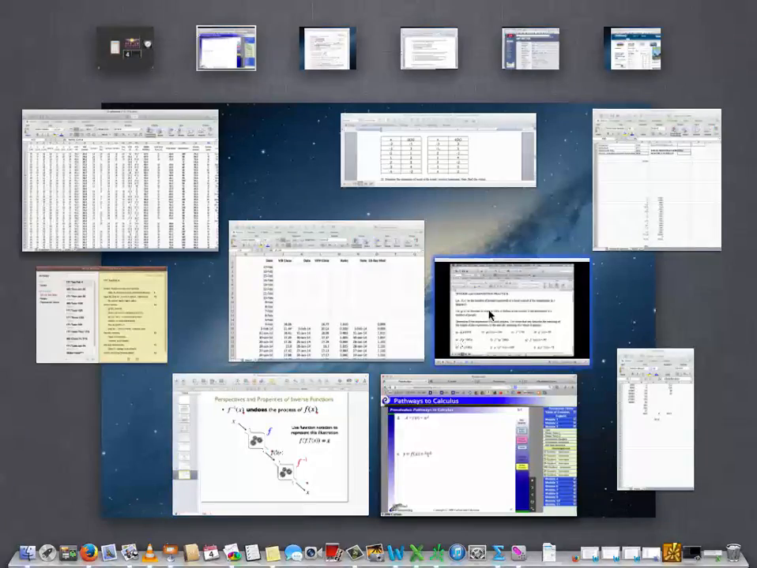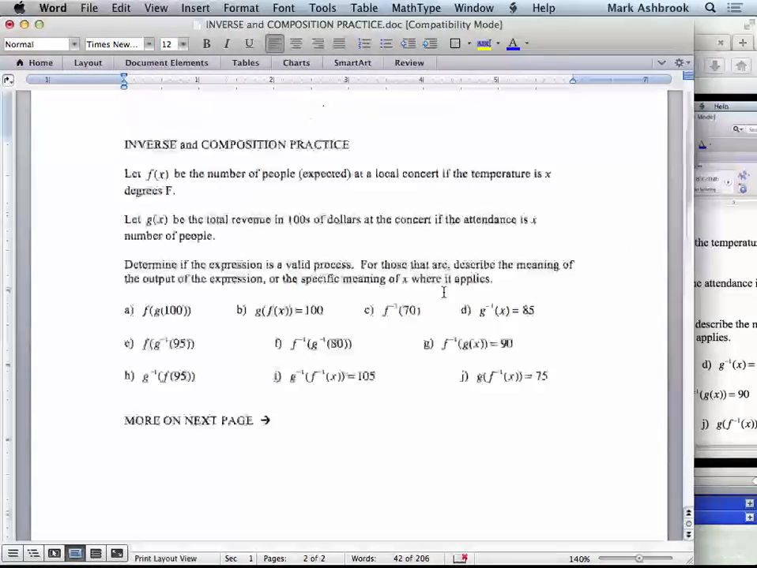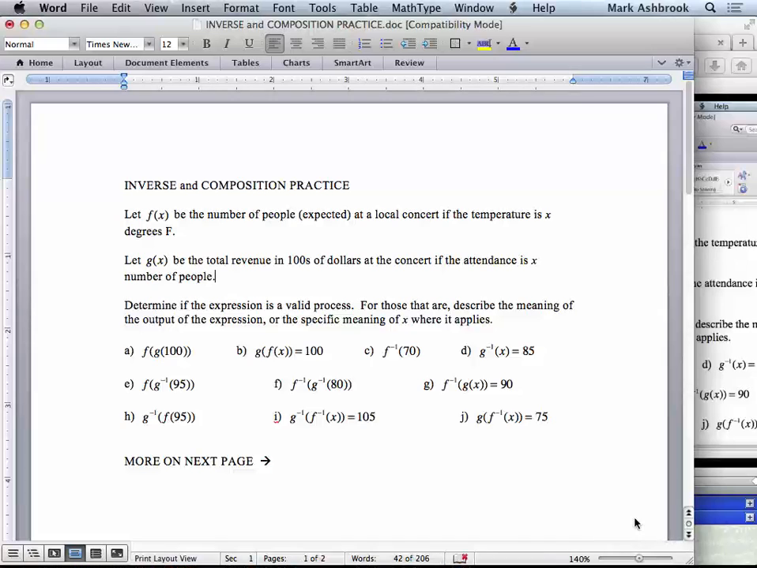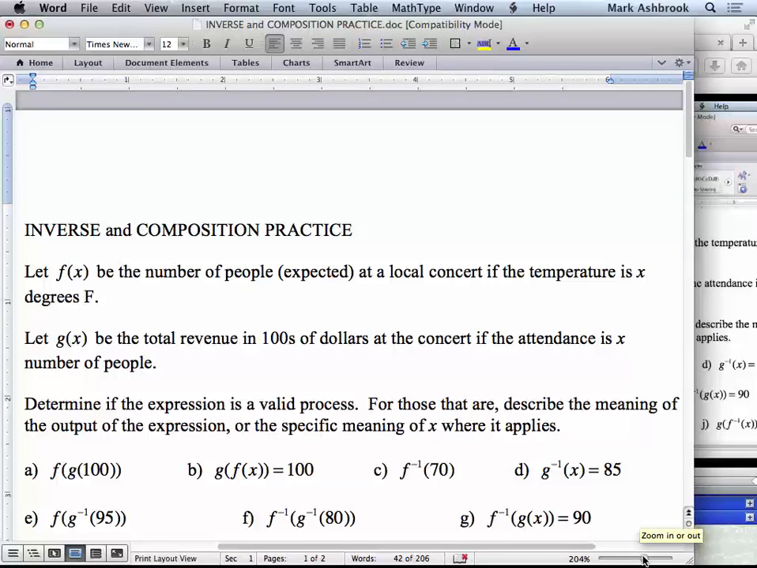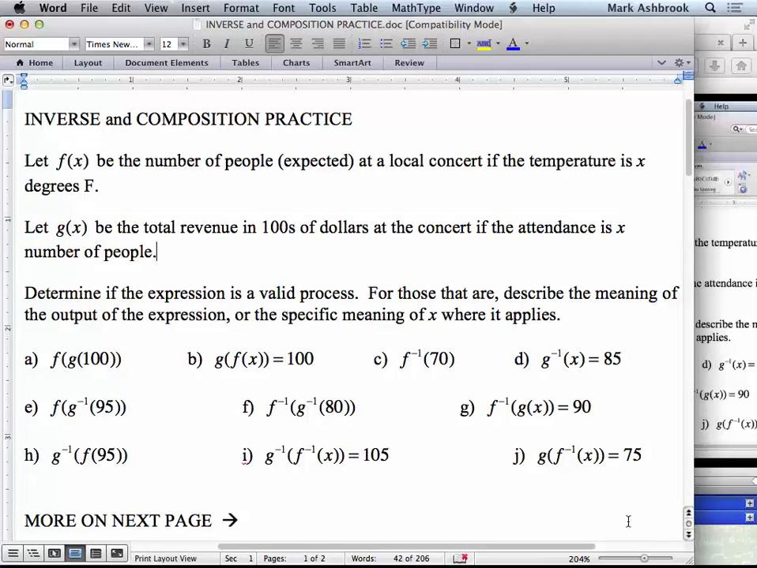Finally, the worksheet. This is really important too, really getting these meanings and context now of a function and its inverse. So we've got the situation. F is the number of people expected at a local concert if the temperature is x degrees Fahrenheit. G is the revenue in hundreds of dollars if the attendance is x number of people. Don't try to write this down; this is the posted practice worksheet.